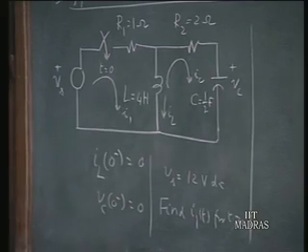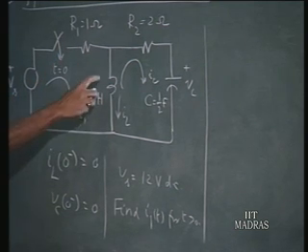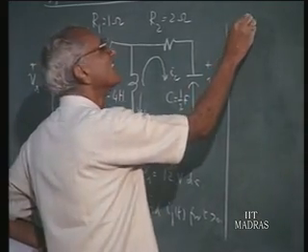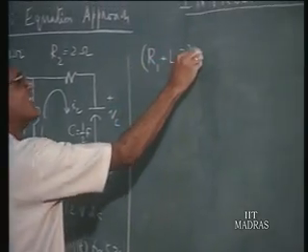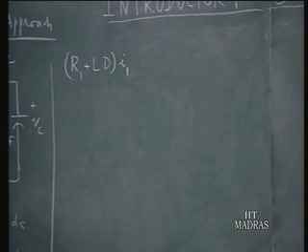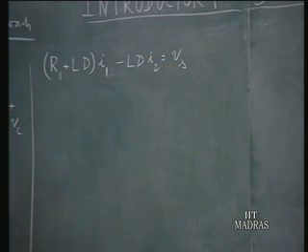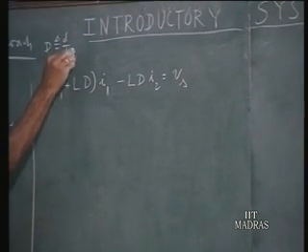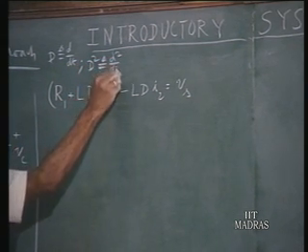So let me write down the differential equations for the two loops. You have for the first loop R1 I1 plus L times d by dt of I1 minus I2 must be equal to Vs, and this can be written as R1 plus L D operating on I1, because the derivative operator D is equivalent to d by dt, capital D times I1 is dI1 by dt, minus LD operating on I2 equals Vs. That is the first equation, where by definition D is d upon dt. Similarly, D squared by definition is the second derivative of the particular quantity.